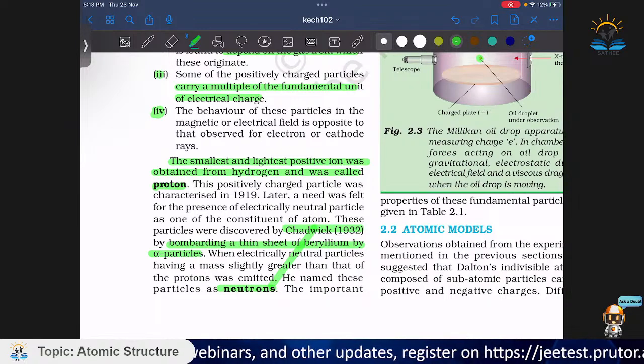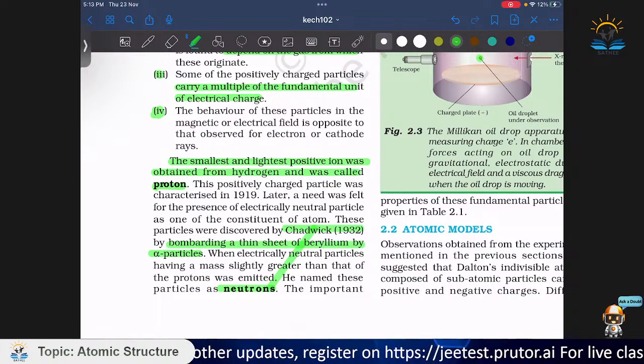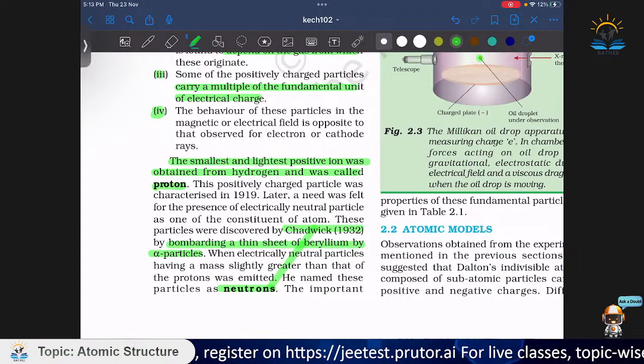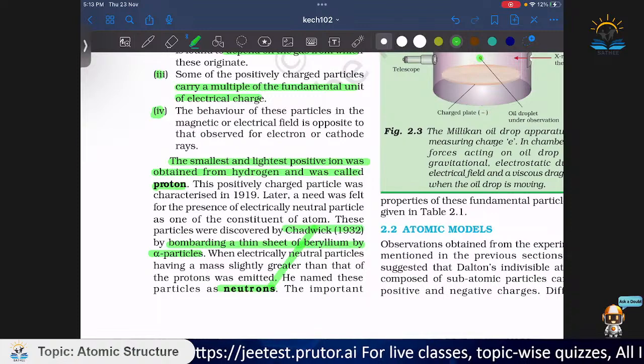After the electron and proton were discovered, an electrically neutral particle had to be there. So Chadwick, by bombarding beryllium with alpha particles, found this neutral particle and called it the neutron.